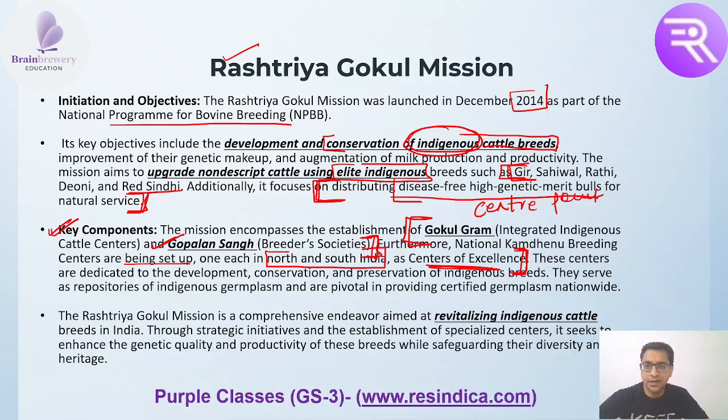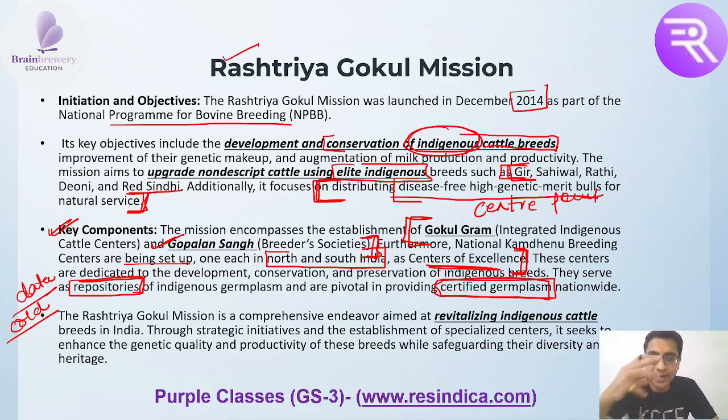So if we see here, they are creating a repository of data and cold storages, especially to collect the germplasm, because these centers will be acting like certified germplasm centers. That means you will also get the certification of the quality of the germplasm from here. It is going to be a very elite program that is being run by the government.